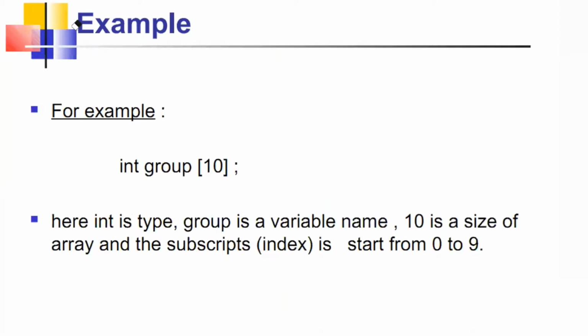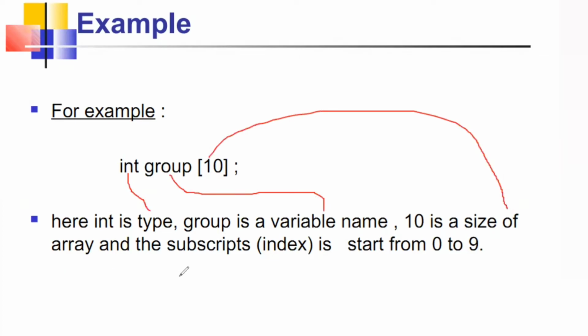For example, int group[10] means here int is the type, group is the variable name, and 10 is the size of the array, and the subscript index starts from 0 to 9.